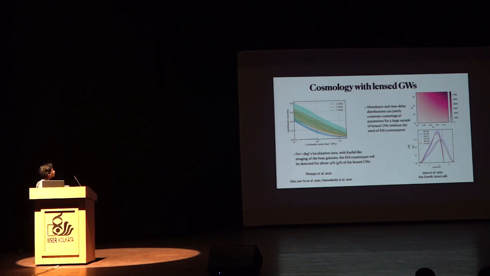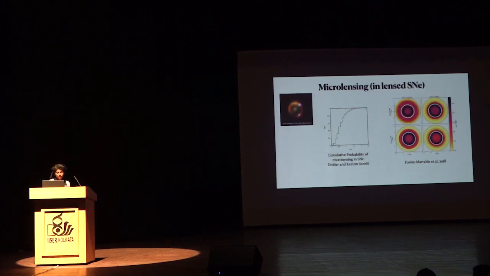There are other studies where there is absolutely no information being used about the EM counterparts, but here these authors are proposing that we can use the abundance of these lensed gravitational wave events combined with the time delay distributions to get constraints on the cosmological parameters. This work is by Jana et al. 2022, and I think you will be able to hear more about this in Souvik Jana's talk in one of the parallel sessions.